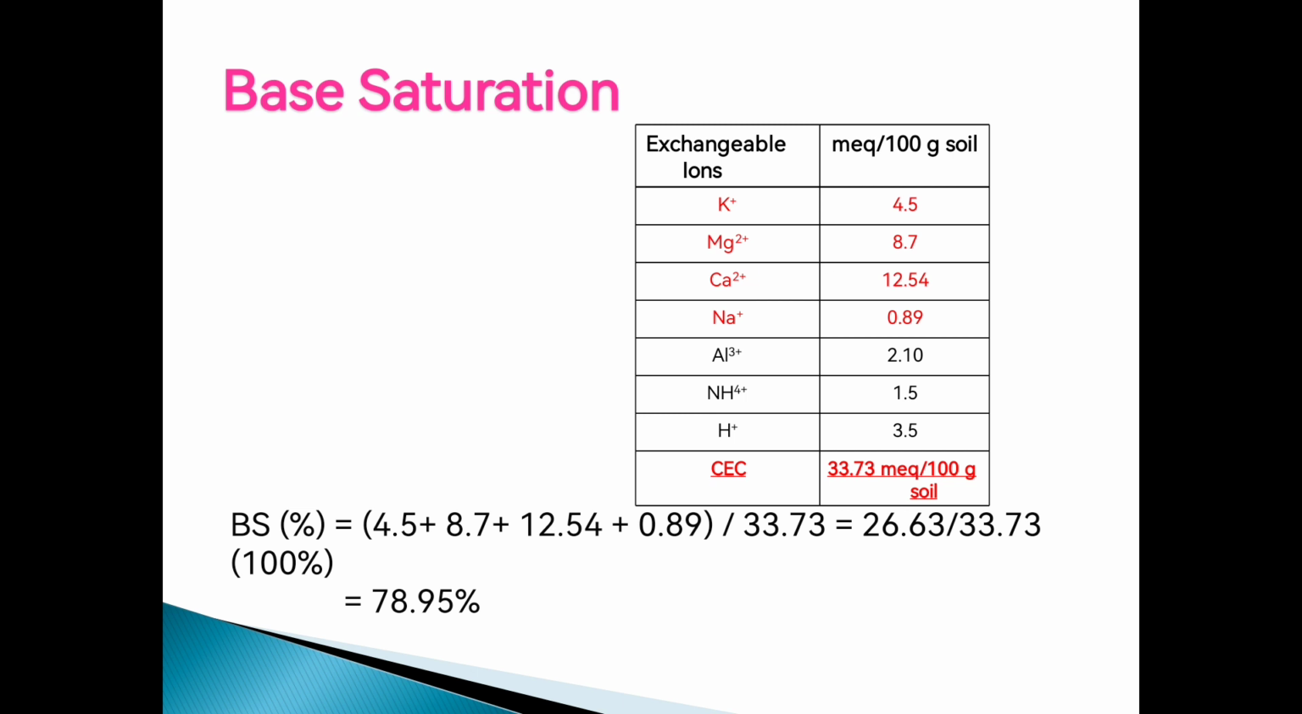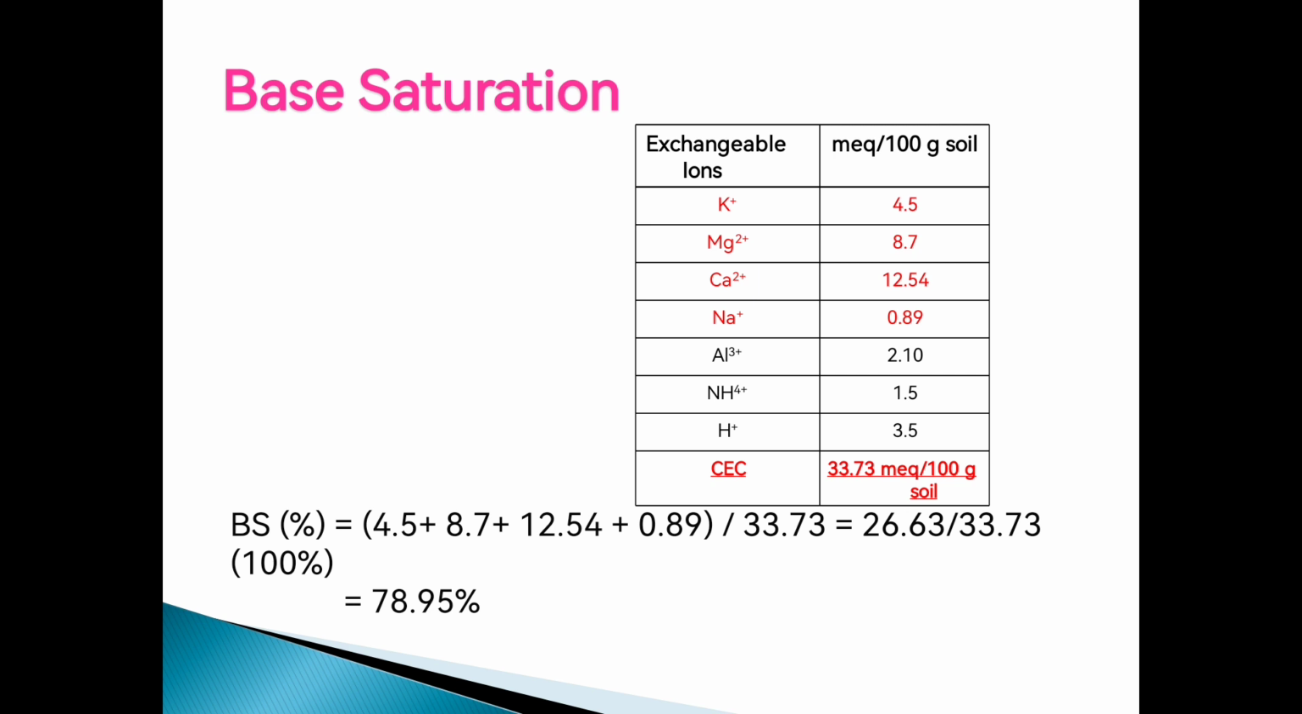Remember that problem in the earlier slide? So we have here the same data. When we calculate the base saturation, we just include 4.5 from potassium, magnesium, calcium, and sodium. So 4.5 plus 8.7 plus 12.54 plus 0.89, divided by 33.73 times 100. So it results to 78.95%. So the base saturation of this soil is 78.95%.